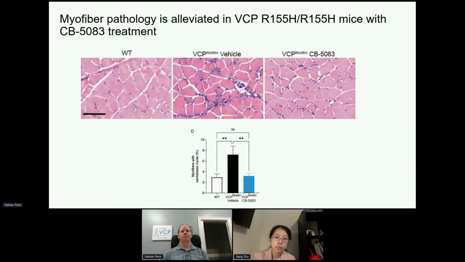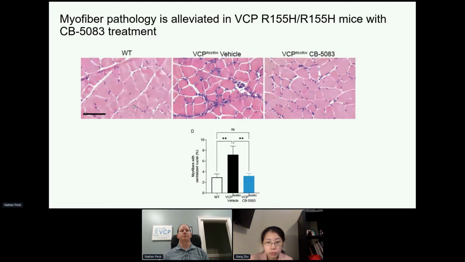So we looked at wild type, and if we look at wild type H&E staining, we found that most of the myofibers have homogeneous size, and the cell nuclei are located in the periphery of the myofibers. However, in the VCP homozygous animal, we observe heterogeneous size of myofibers, atrophic fibers, centralized nuclei, and cells infiltrating into the interstitium of the myofibers.